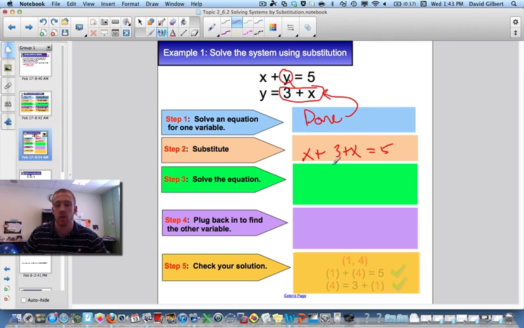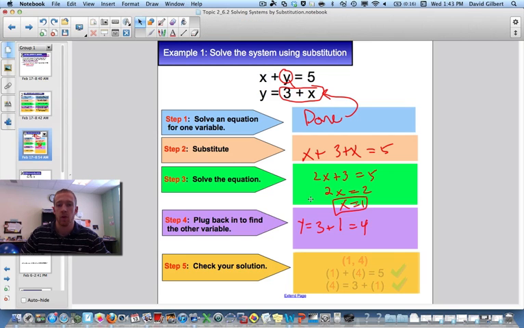I now solve this equation. So group like terms, subtract 3 from both sides, and then divide both sides by 2. It gives me x equals 1. And now I can plug this into either one. It doesn't matter, but it's easiest to do the second. So y equals 3 plus x, x is 1, so y equals 4.